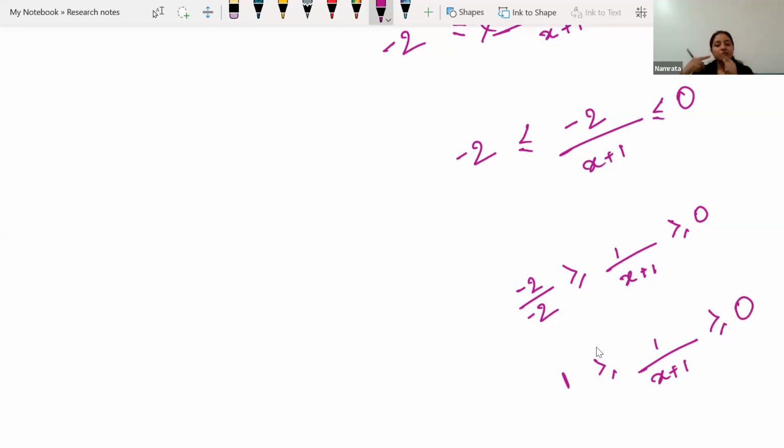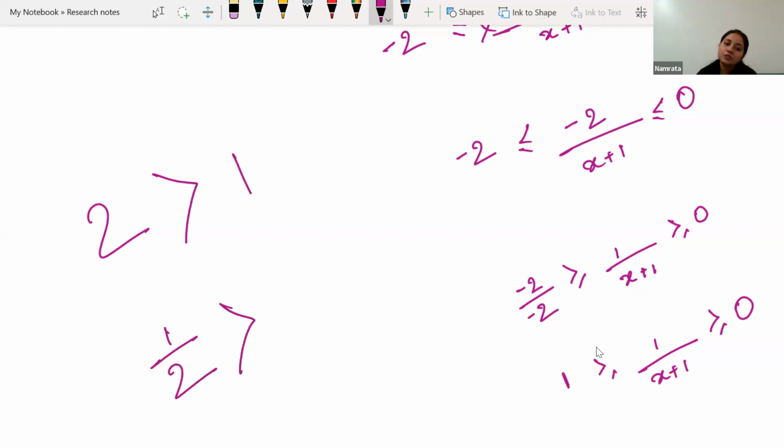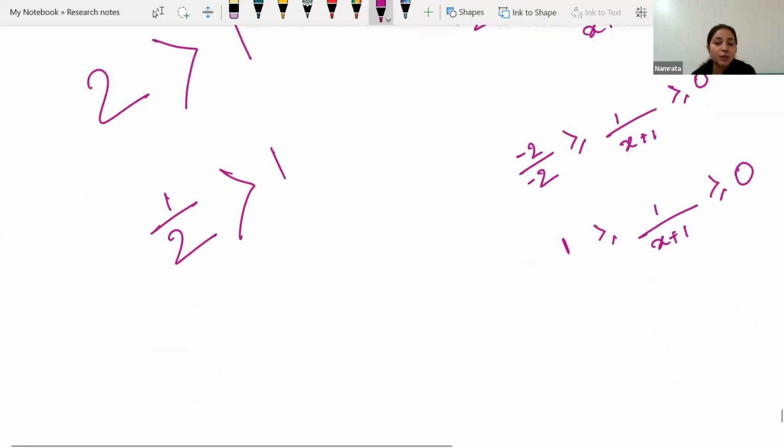Now I want to write the reciprocal on all the sides. Is that allowed in inequality? If 2 is greater than 1, then is 1 by 2 also greater than 1? No, ma'am. That means we have to reverse the inequality sign if we are thinking about writing the reciprocal. Yes or no? Yes, ma'am. If we are thinking about writing the reciprocal, we have to reverse the inequality sign again.